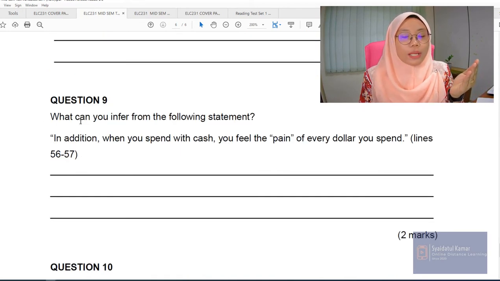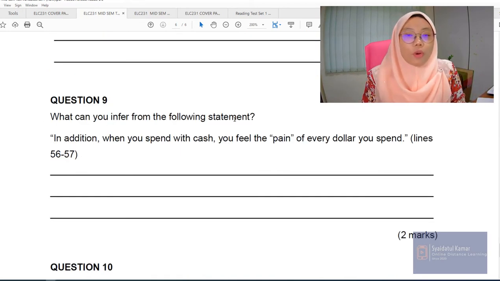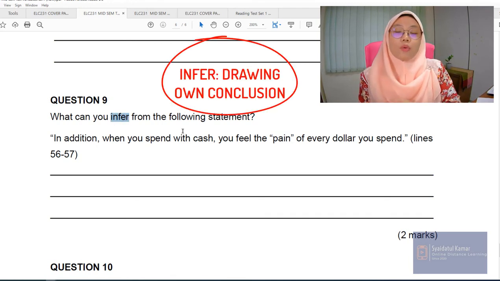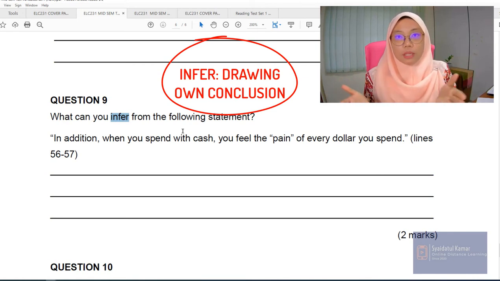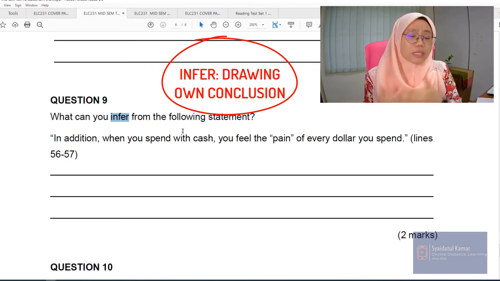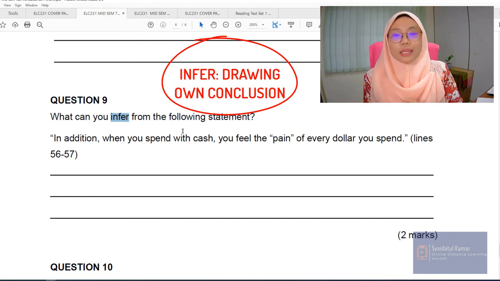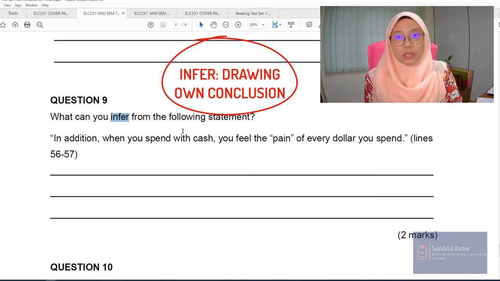And next, what can you infer from the following statement? In addition, when you spend with cash, you feel the pain of every dollar you spend. The word infer means what kind of conclusion you can draw from the statement given, or what is your interpretation from the statement given. So for me, I think this is also another paraphrasing or summarizing technique that is being tested here.